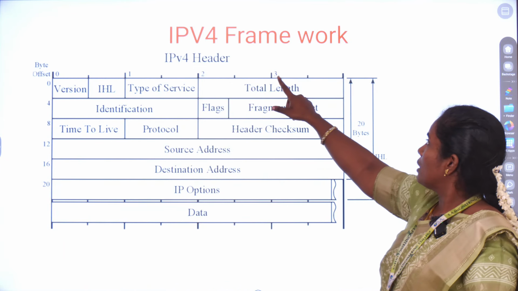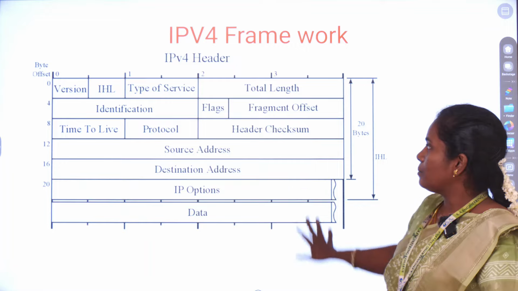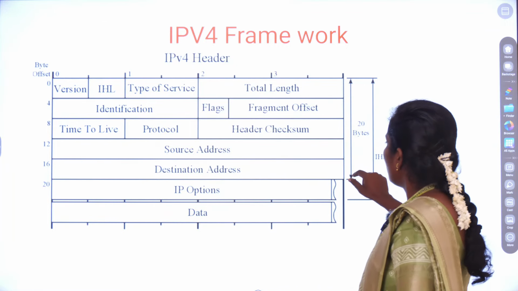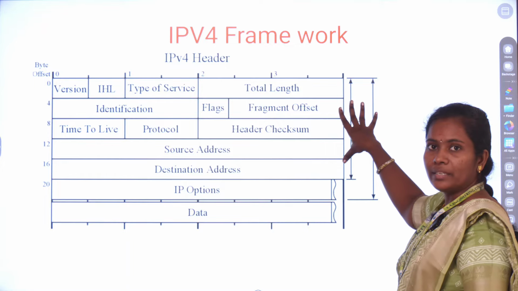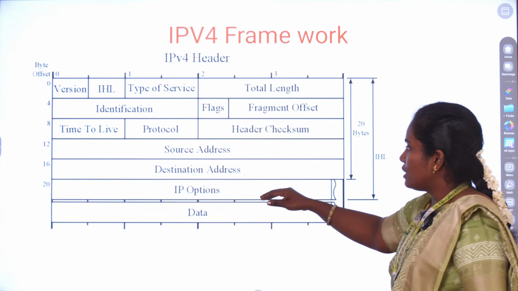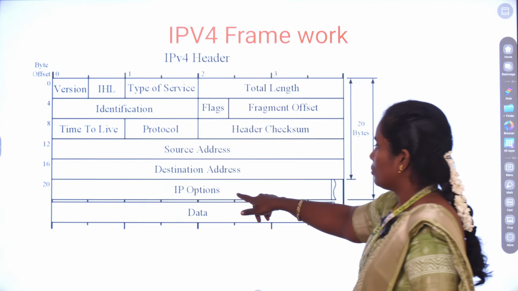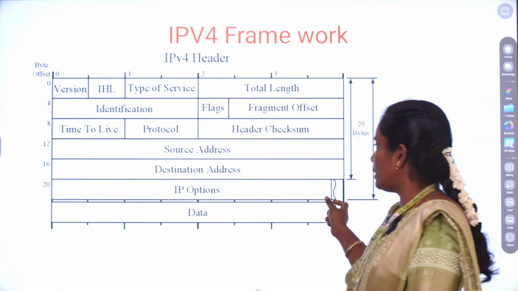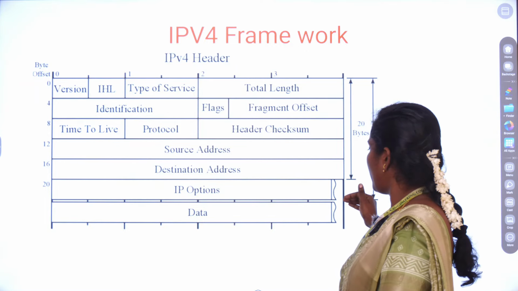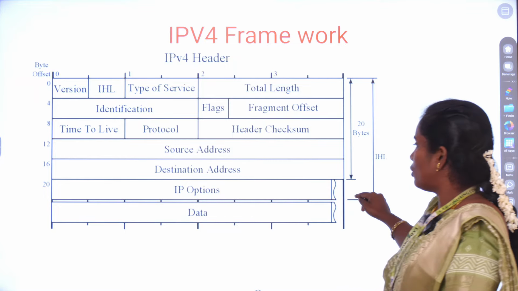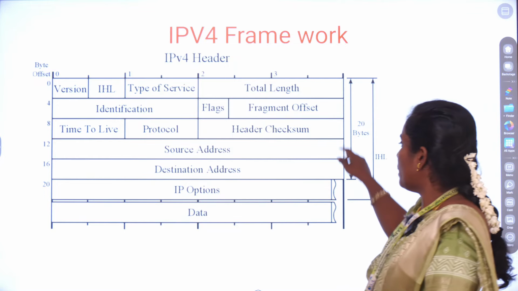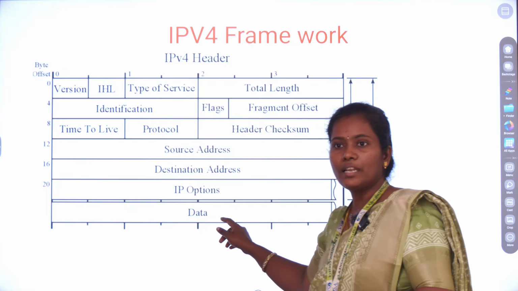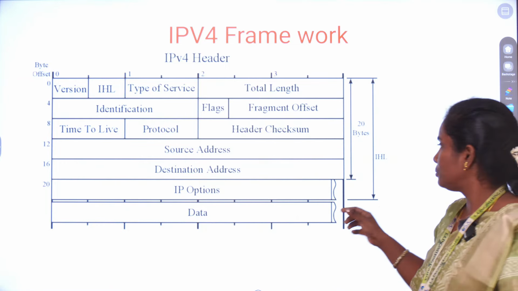Next, you will see the IPv4 frame format. In this IPv4 frame, from version to destination address, it occupies 20 bytes. That is mandatory. Then after the destination address, we have the IP options. IP options is an optional field. Its size is 0 to 40 bytes. The overall header of this packet is 20 bytes plus 40 bytes, which is 60 bytes. So the maximum size of this header is 60 bytes. The next part is the data field. The data field can also be called the payload.